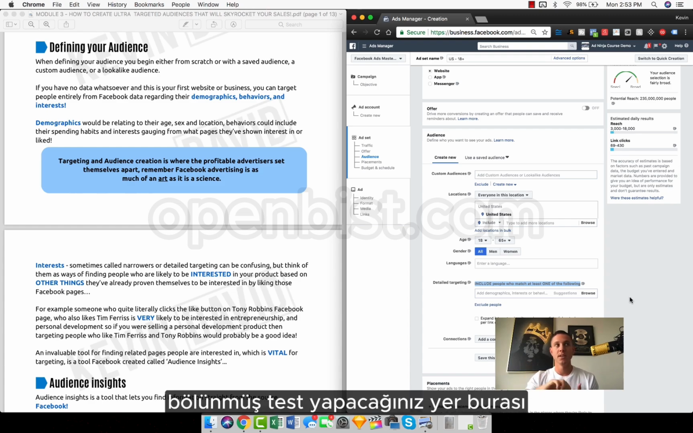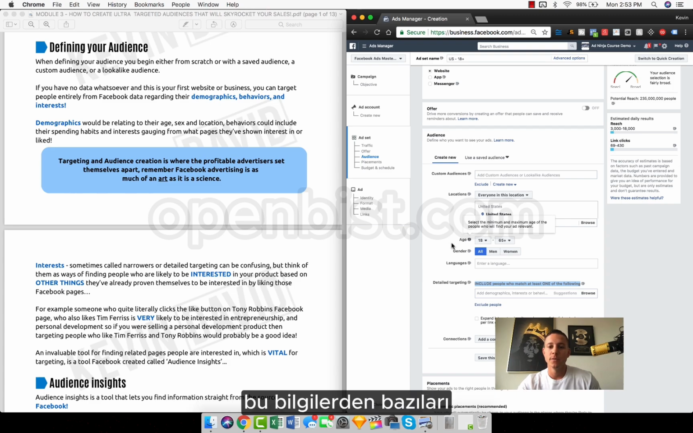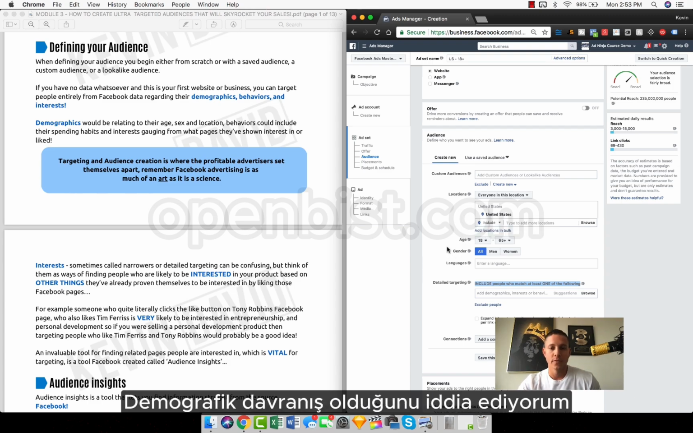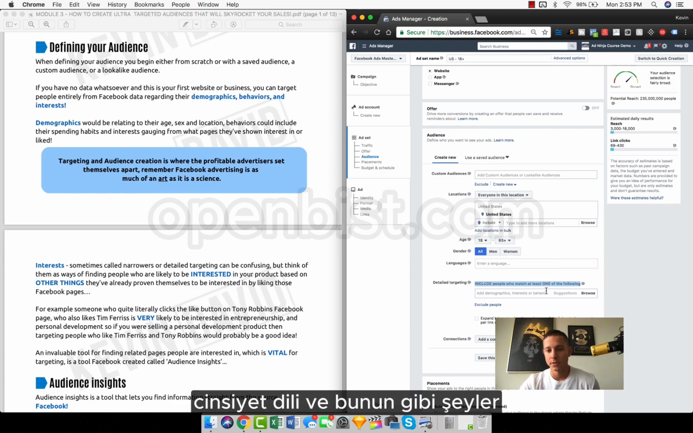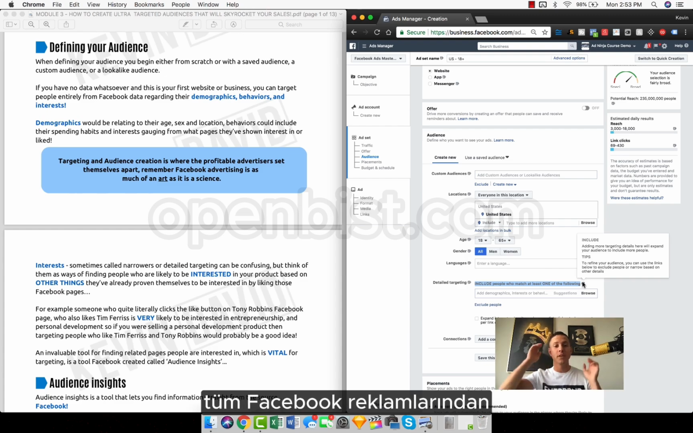This is where you're going to be split testing on demographical information. This is where you're going to be split testing on behavioral information. So we see right here, add demographics, interests, or behaviors. And again, some of this information I would argue is also demographical behavior, age, gender, language, and things like that. But this is one of the most important sections of all of Facebook advertising.